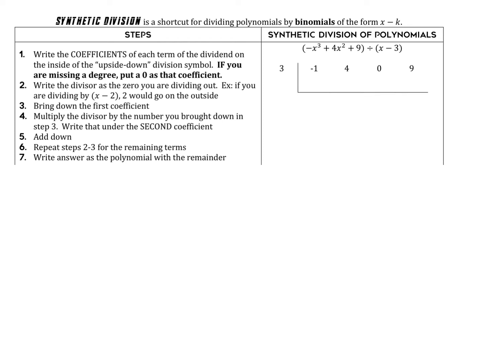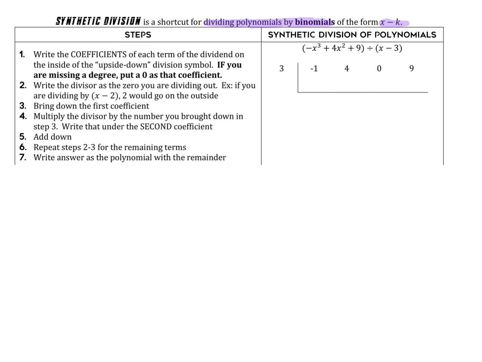The key thing is, though, why don't we use synthetic division all the time? Because it doesn't work all the time. It only works when we're dividing a polynomial by a binomial of the form x minus k. So it doesn't always work, but when it does work, it's a great option.